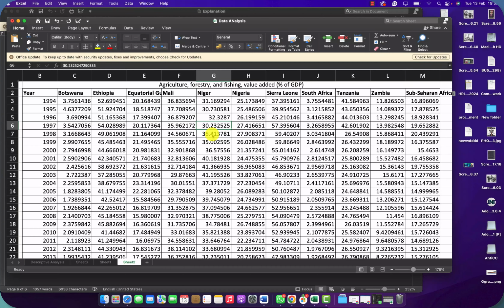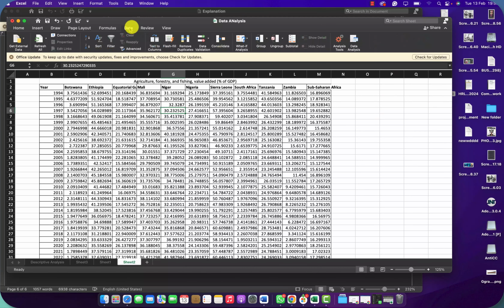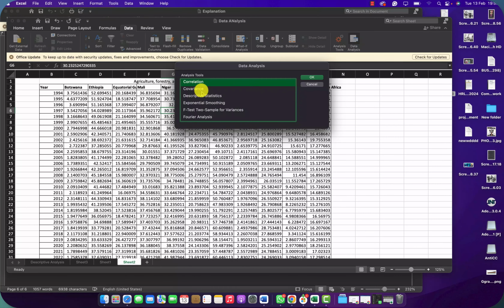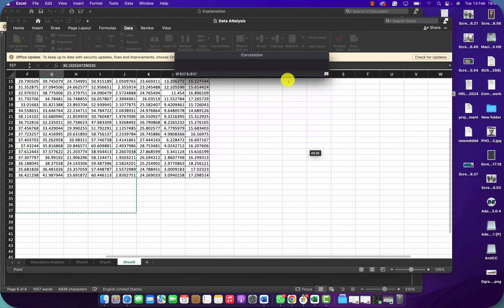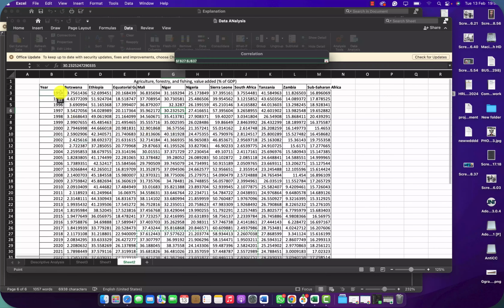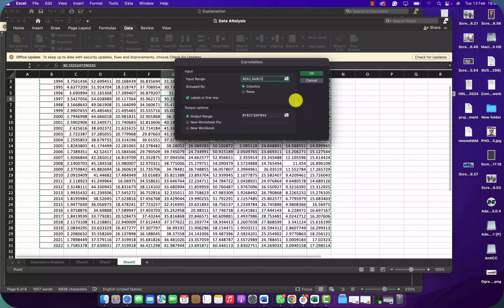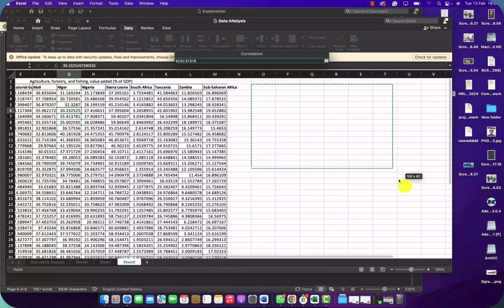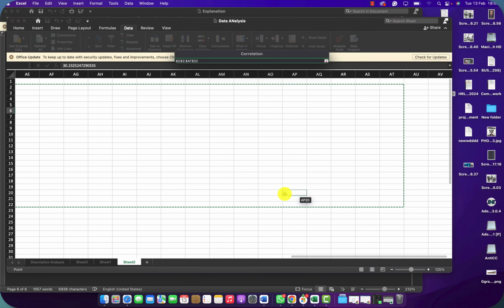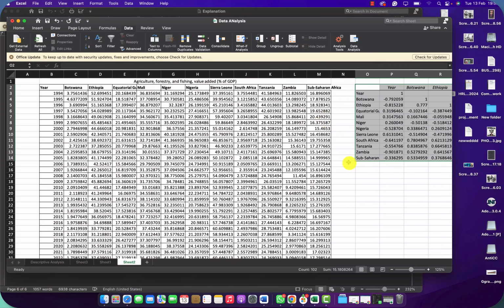So in doing that, the same way that we did the correlation the other time, I will go to my data analysis and click on correlation. On correlation, I need to select the input, so I will select all the datasets that I have here. And I will select my output to be also here. So with that, I can click OK.